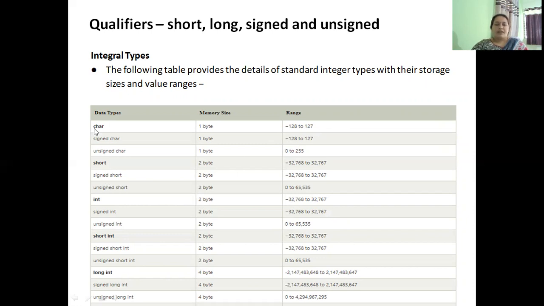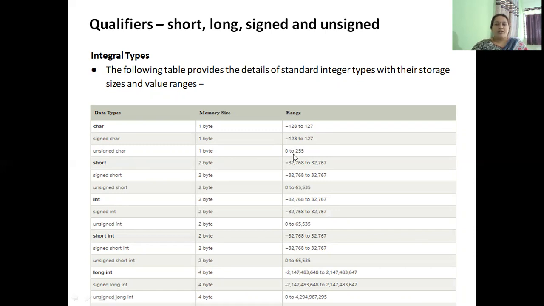Under char, you can use signed and unsigned qualifiers. Both signed and unsigned char are 1 byte in size only. Signed char can take both positive and negative values, hence the range minus 128 to 127. Unsigned char can take only positive values, so 0 to 255 is its range.